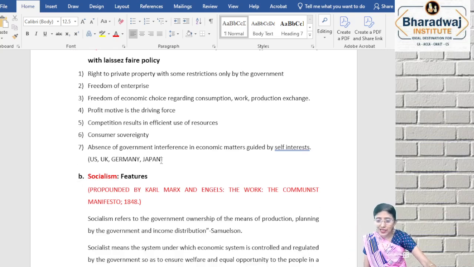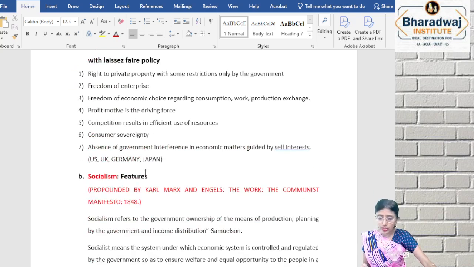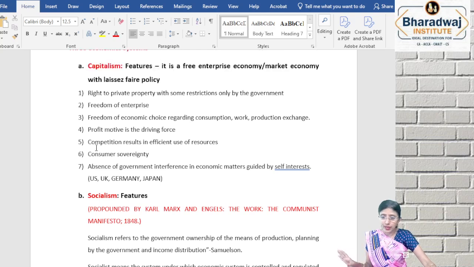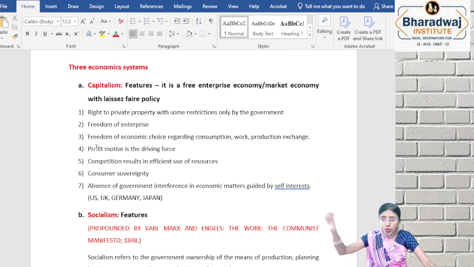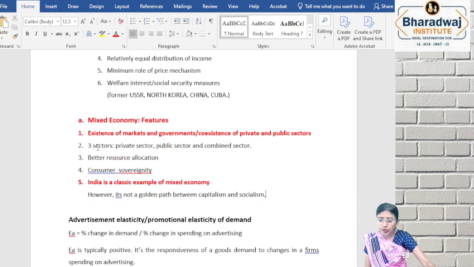And which are the countries which follow capitalism, socialism, and mixed economy I've given? Like US, UK, Germany, Japan, but in real situation, it has become diluted. It is not strictly capitalism or socialism. So they are not asking about the countries. What they are asking is, they give you a feature. Identify whether it is capitalism, socialism, or mixed economy. Right? Do you follow that?